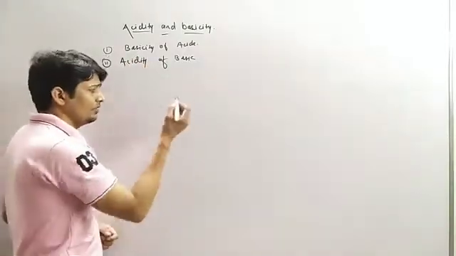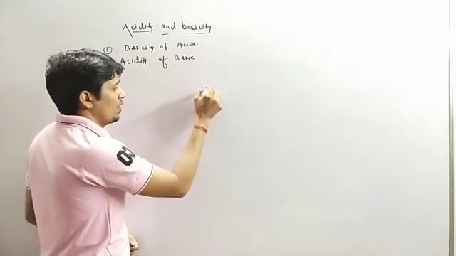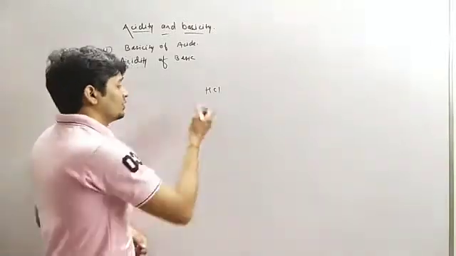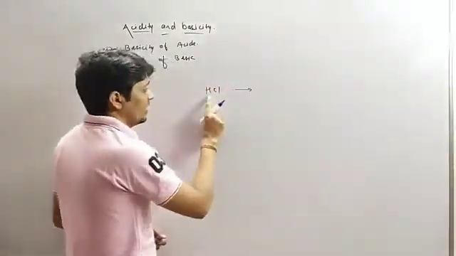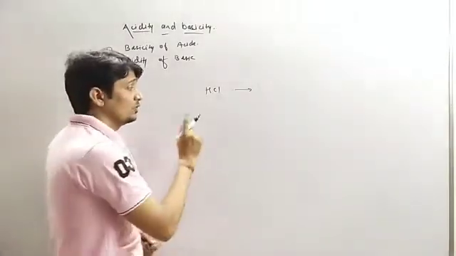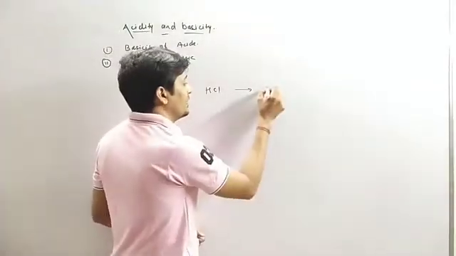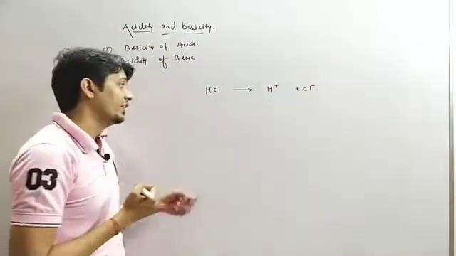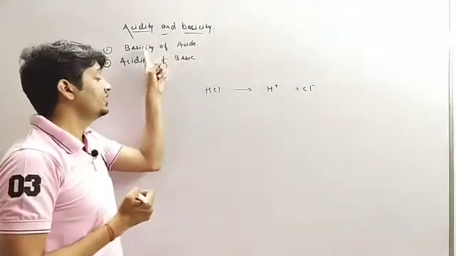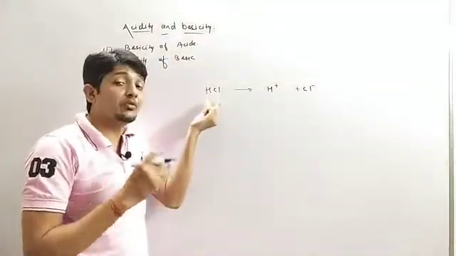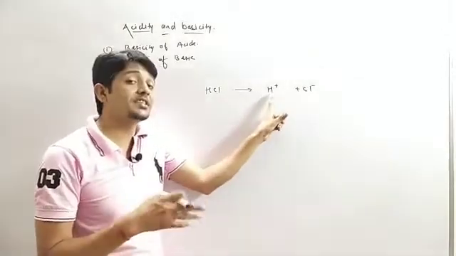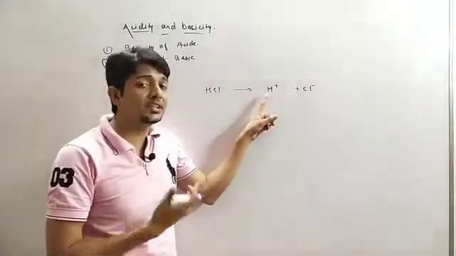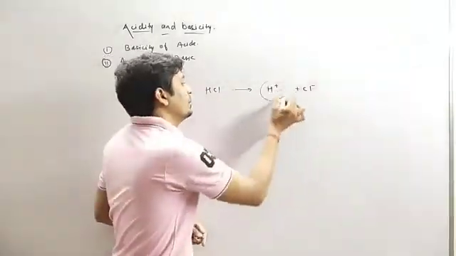Let us take the example of HCl, hydrochloric acid. If we dissolve HCl in water, what will it produce? It will produce H positive ion plus Cl negative ion. So basicity means the acid produces H positive ions which are replaceable. That means the number of H positive ions we can replace is called basicity.